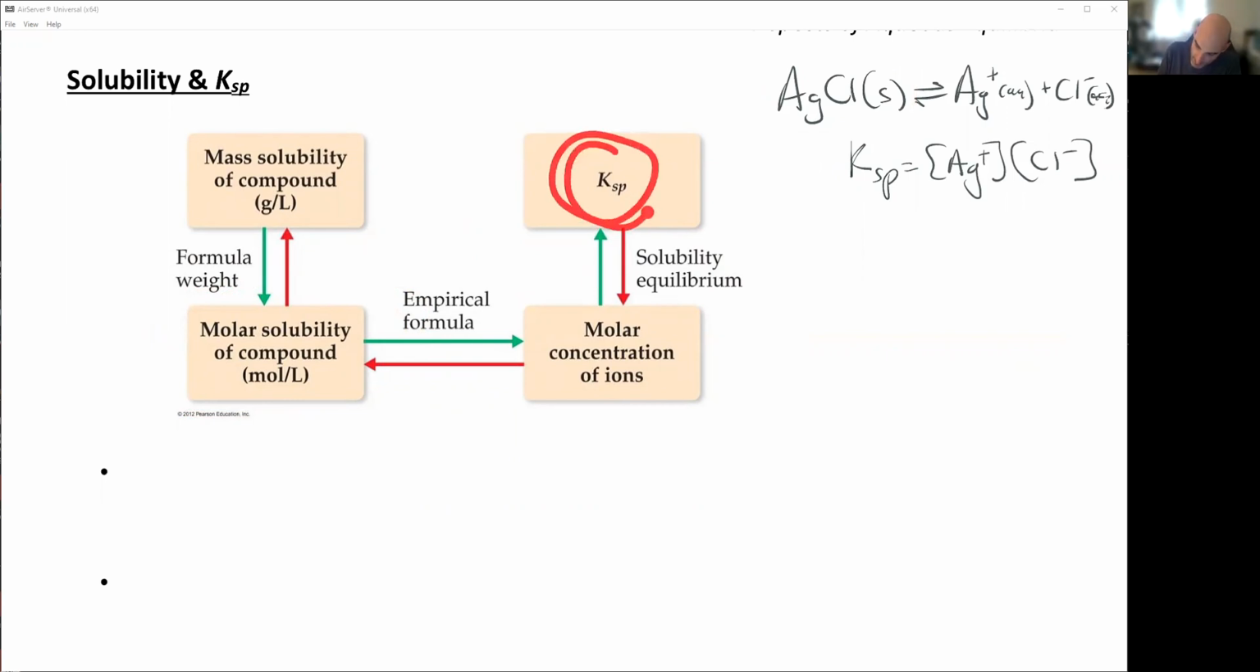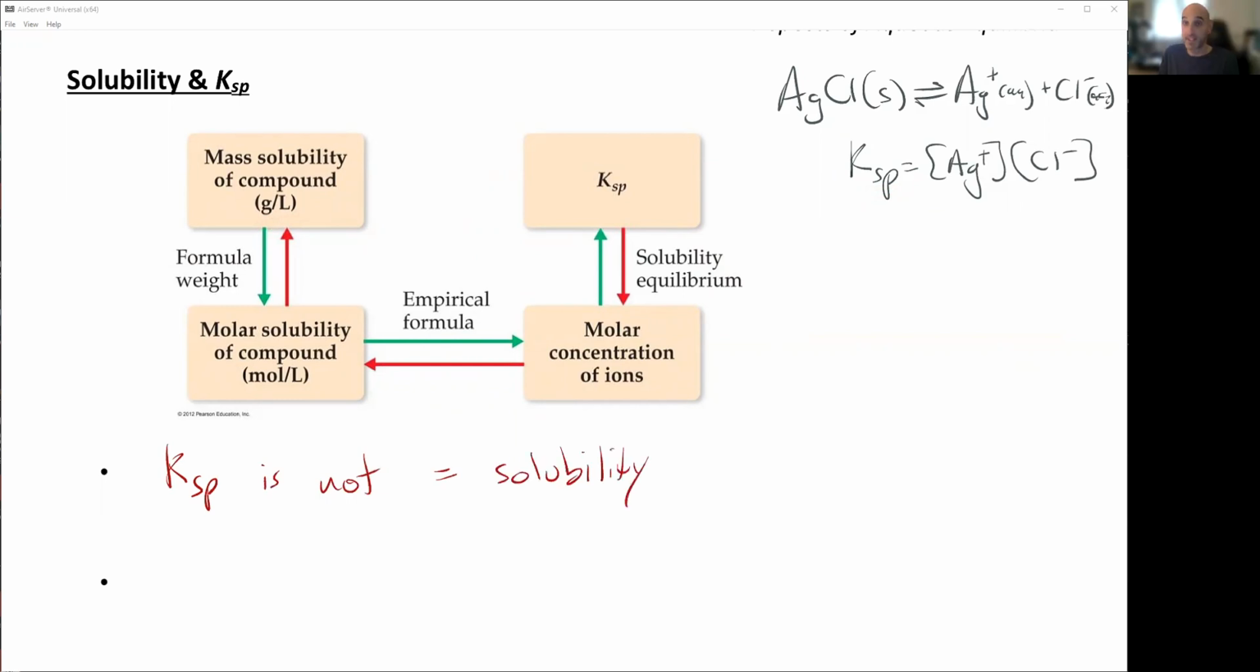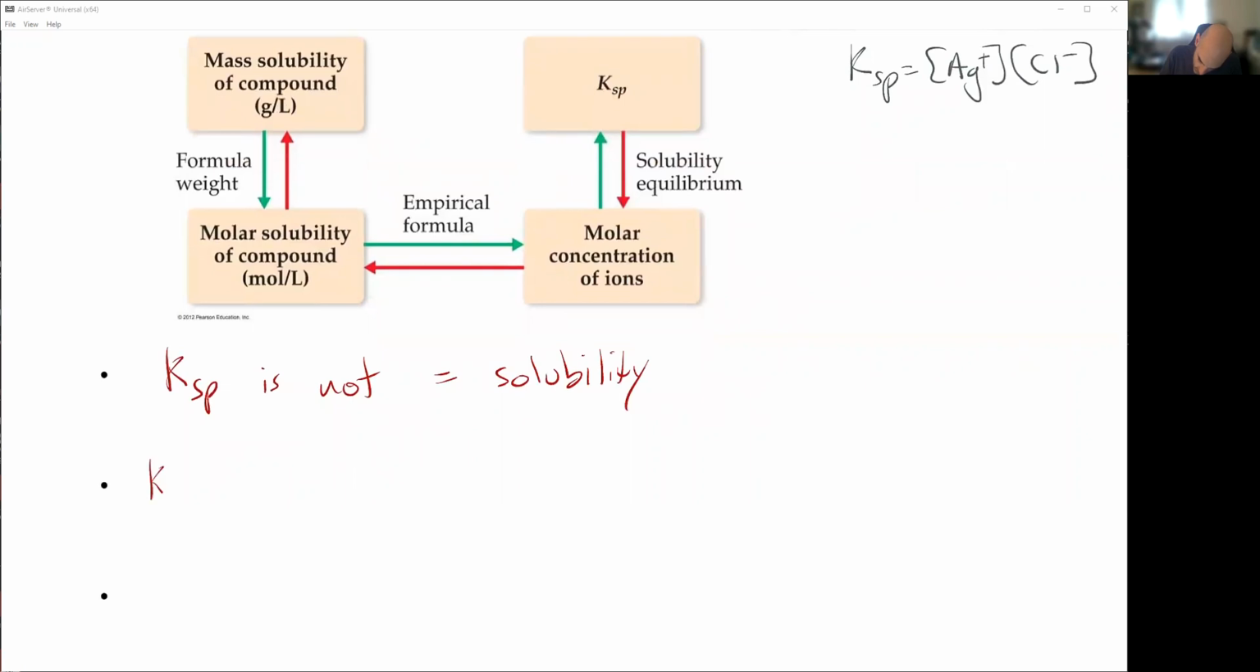So Ksp to molar concentration of ions. The idea here is essentially that we want to go from Ksp into solubility. In order to do that, what we have to recognize is, first of all, Ksp is not equal to solubility. What is Ksp? Ksp is just the equilibrium constant. It tells you how much of it dissolves. Ksp has no units.